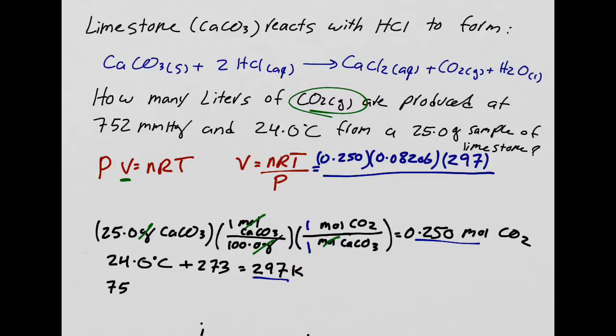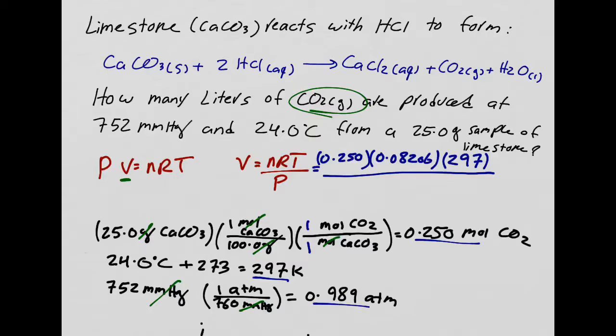So 752 millimeters of mercury, I need to convert it to pressure. 1 atm is 760 millimeters of mercury, right? Okay, so millimeters of mercury can cancel, and I can end up with atm, which is what I want. When I do that, what I get is 0.989 atm. So again, I just have to convert it to the right unit.